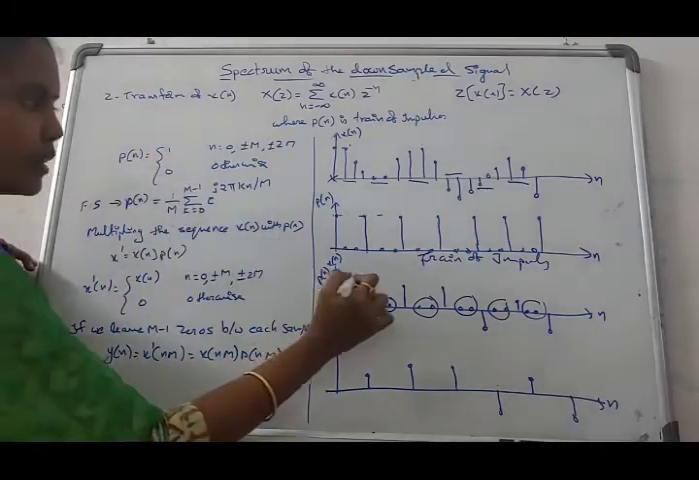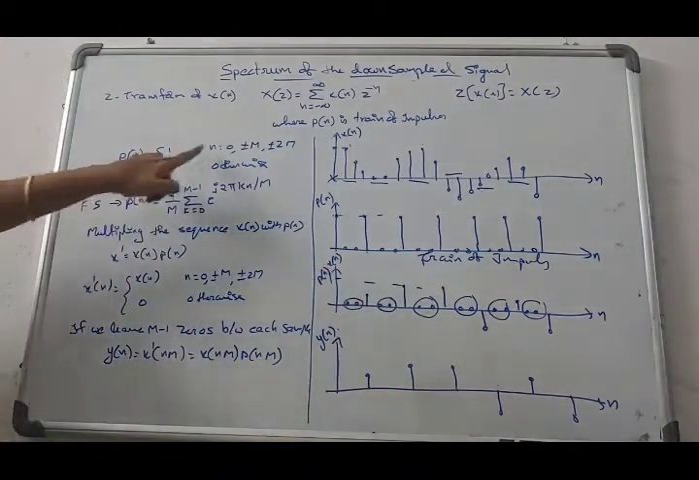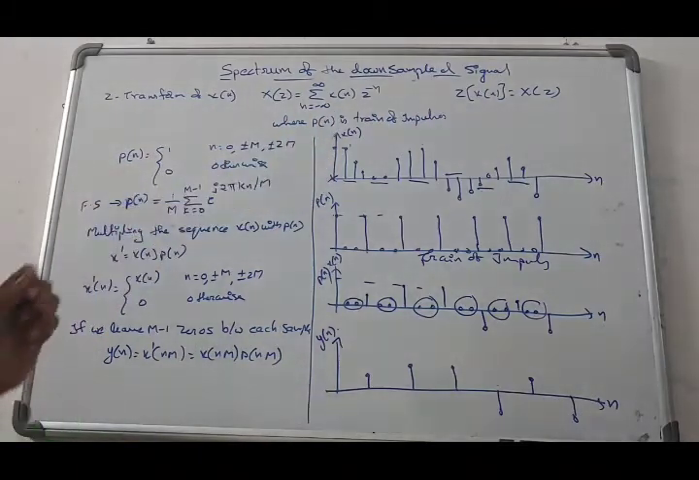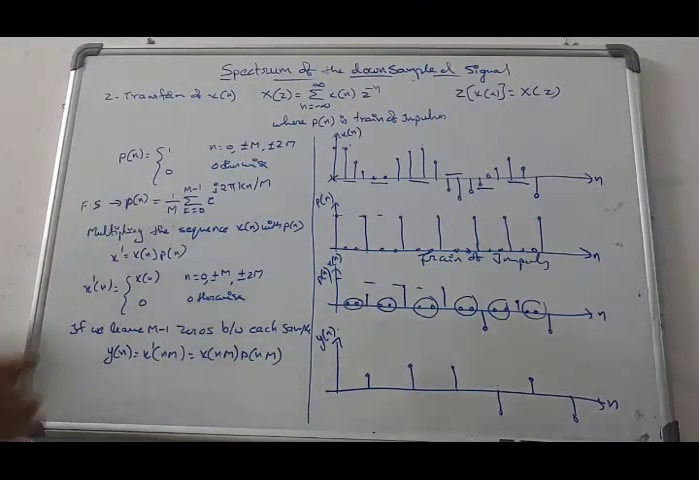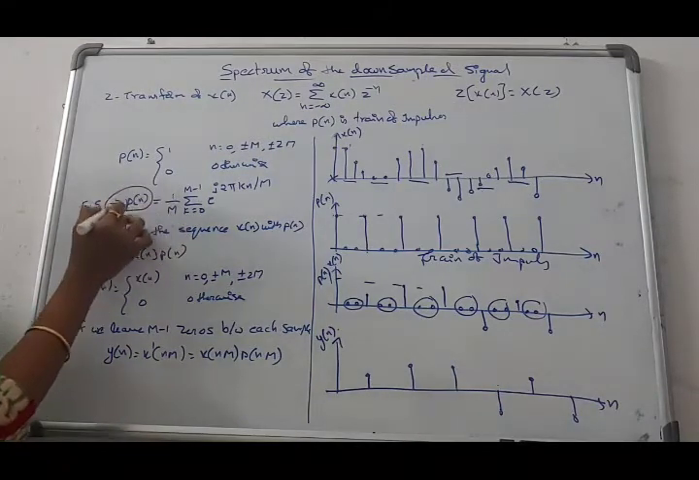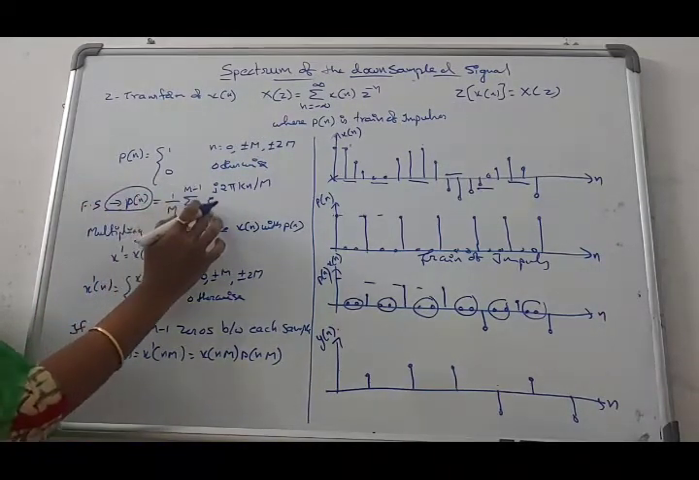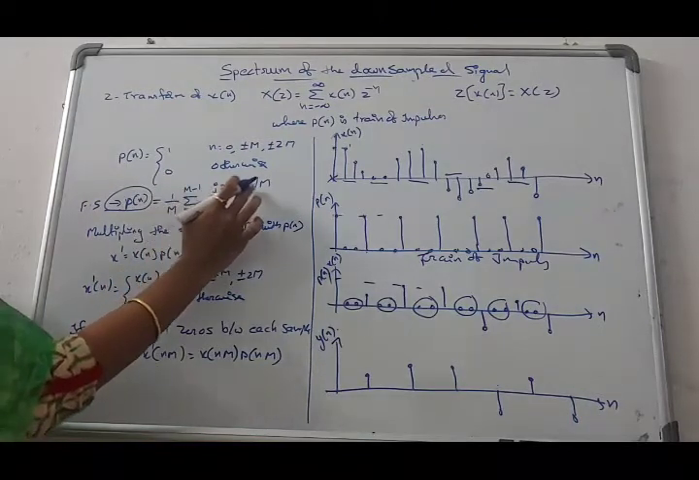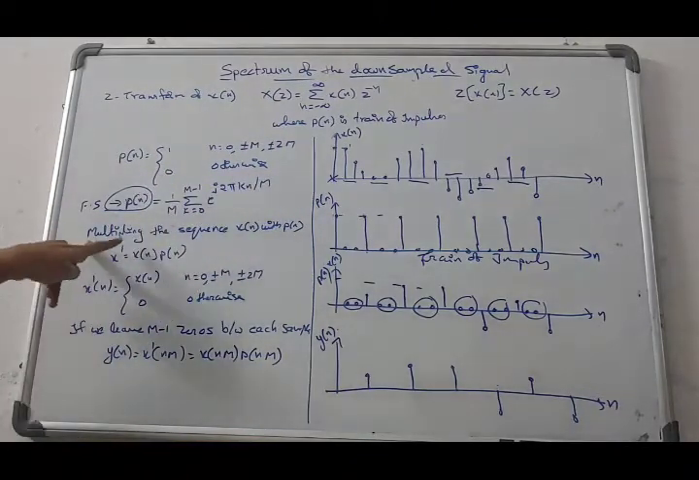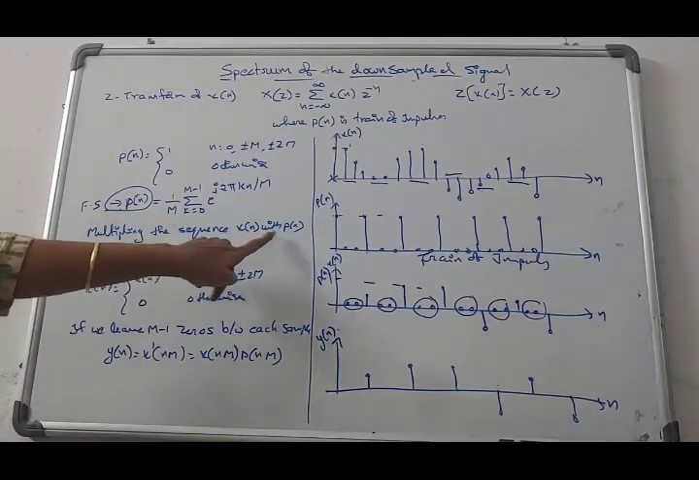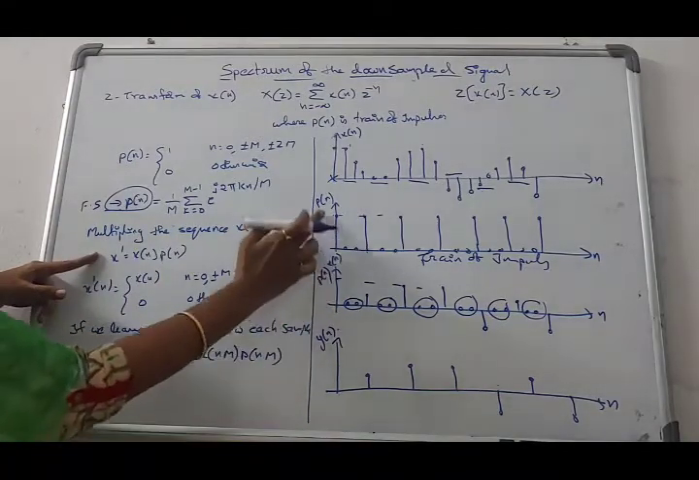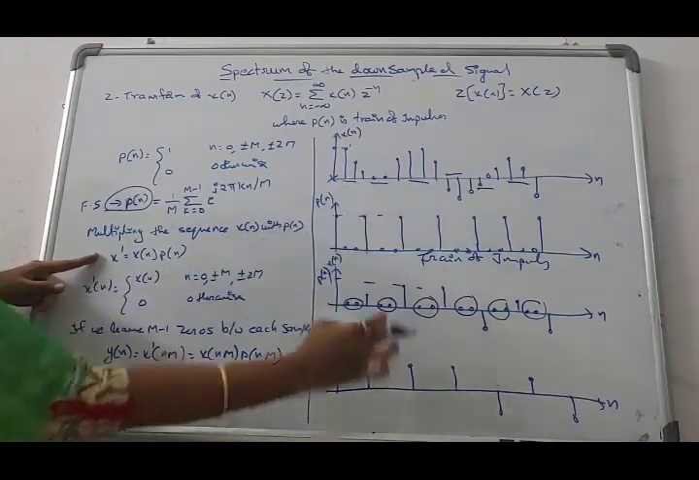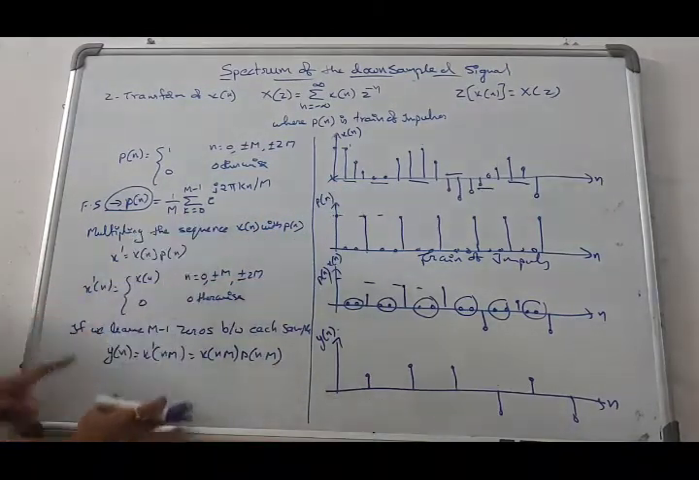Now p of n is equal to what? Train of impulses, where the magnitude is 1, for n equal to 0, plus or minus m, plus or minus 2m. Now the Fourier series representation of p of n, the train of impulses, can be represented as 1 by m summation k equal to 0 to m minus 1 e power j 2 pi kn by m. Now multiplying the sequence x of n with p of n. This is a diagrammatic representation, and this is a mathematical representation.